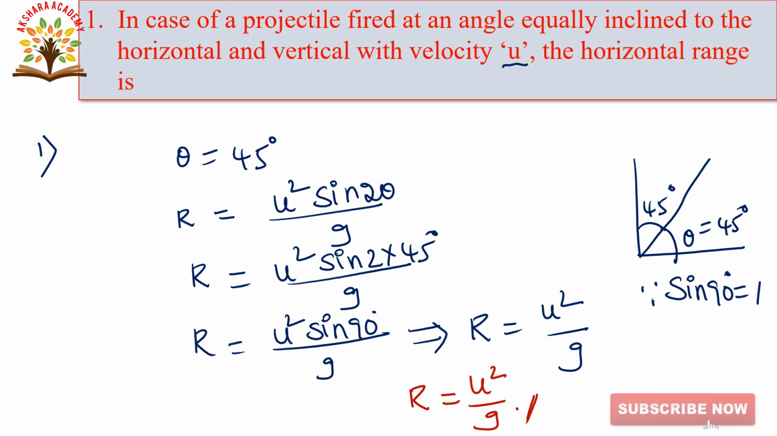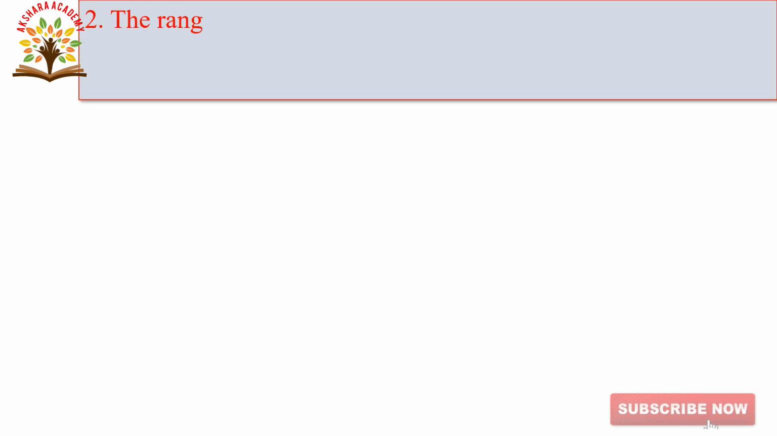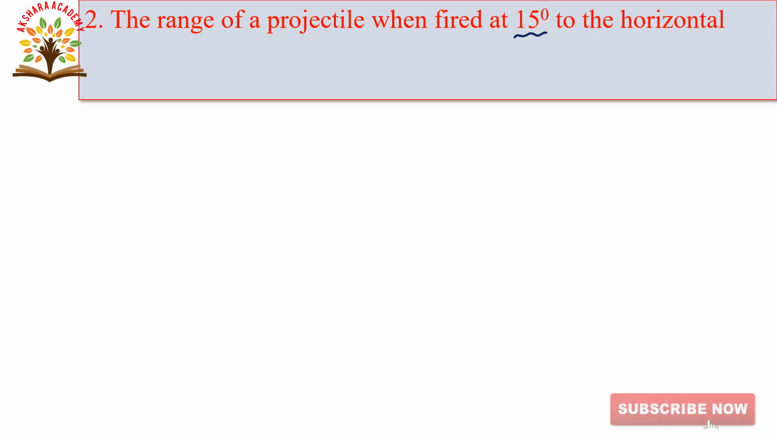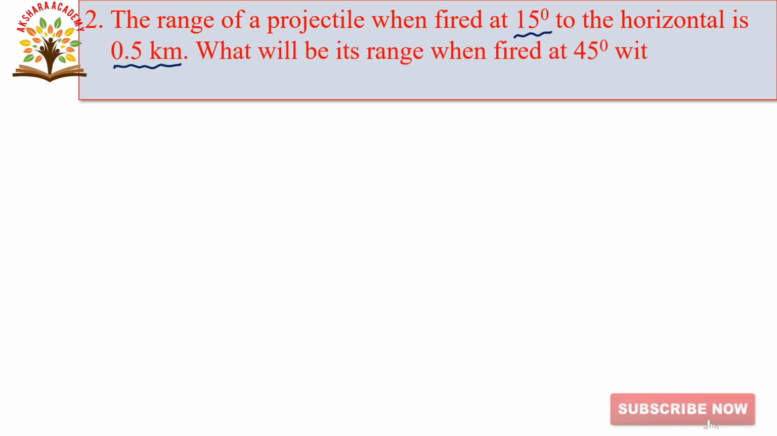Okay, next we will go to the second question. In this question, the range of a projectile when fired at 15 degrees to the horizontal is 0.5 kilometers. What will be its range when fired at 45 degrees with the same speed? Now let us go to the solution.